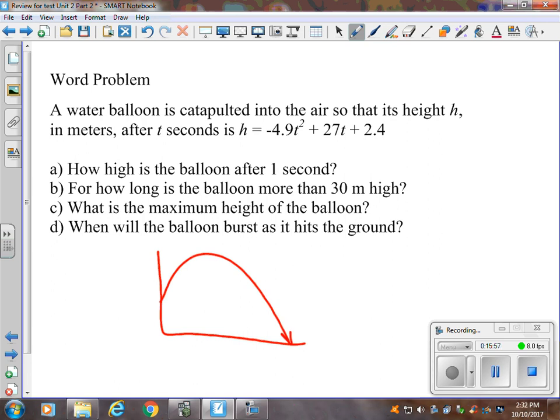How high was it in 1 second? Don't you want to go down here and look up 1, go up on the table and look up, see what the value is? Okay. How long is it 30 or more high?